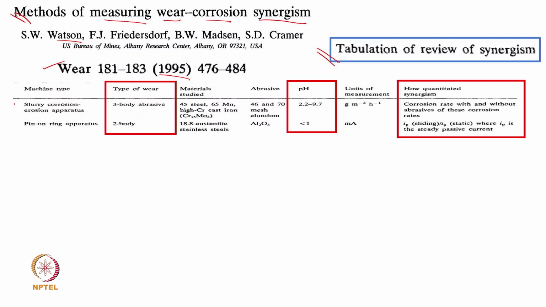So the first one is a slurry corrosion apparatus. The second one is a pin-on-ring arrangement. They have mentioned this is a 3-body abrasion, this is a 2-body abrasion. The materials which have been tested have been defined here. Particle size and type have been defined. But what is more important is the pH level, because pH is very important for corrosion.